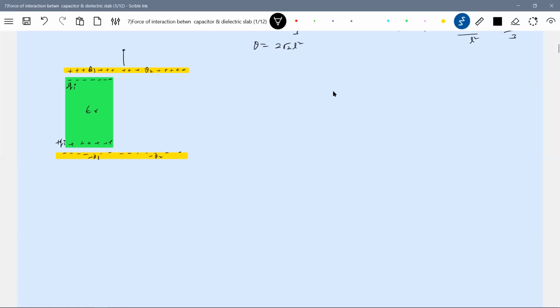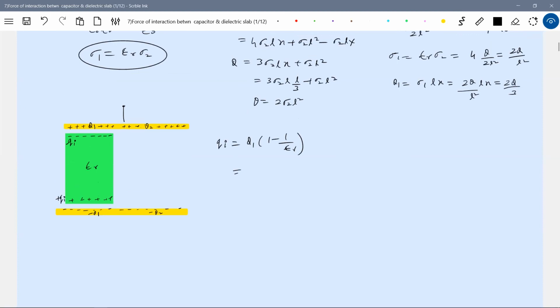How to find it out? Yesterday we derived one formula. What is QI equal to? QI is equal to Q1 into (1 minus 1 by epsilon R). Yesterday we derived it. So what is the charge in the region where it is there? It is Q1. What is the Q1 value? Q1 value, we got it as 2Q by 3. So this is 2Q by 3.